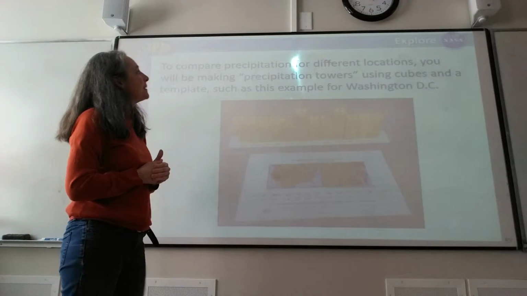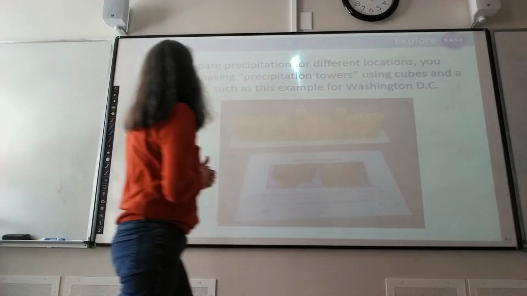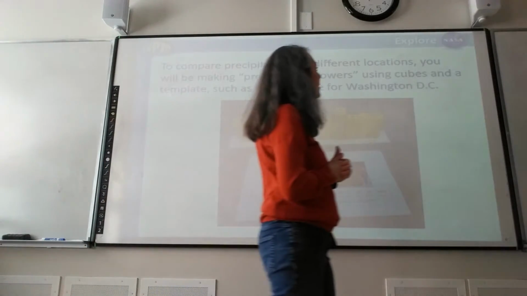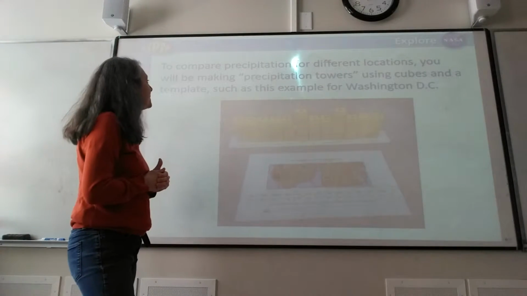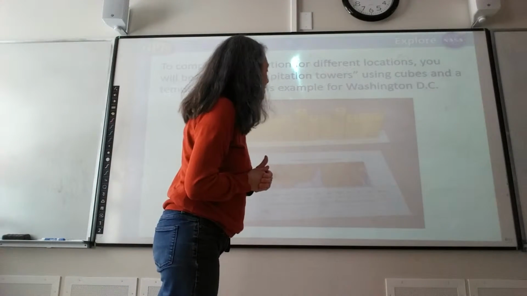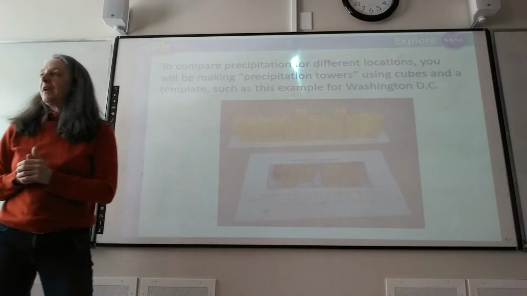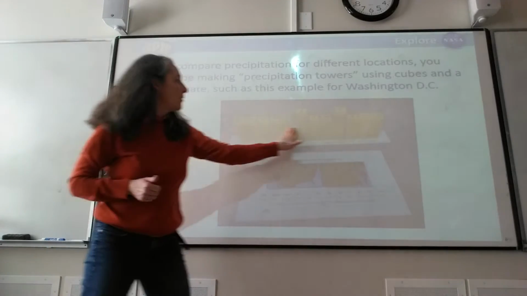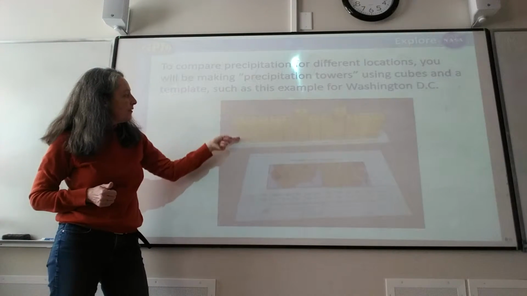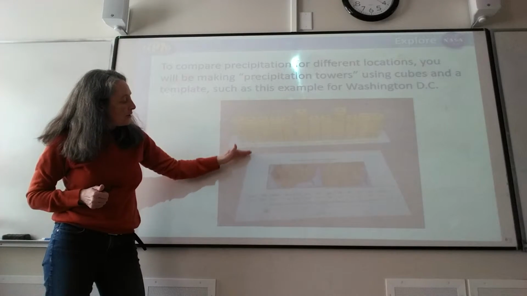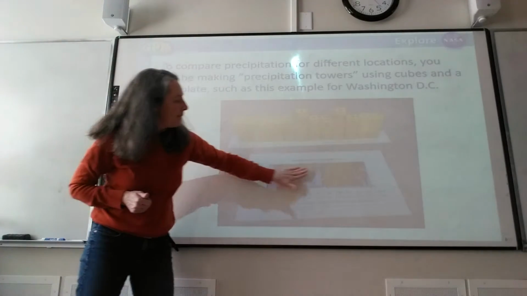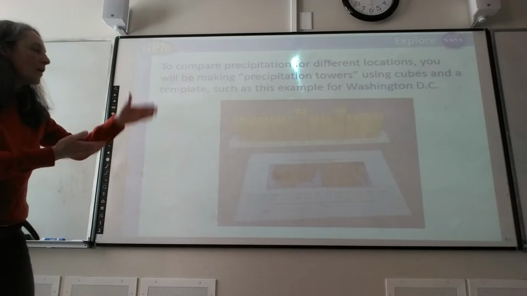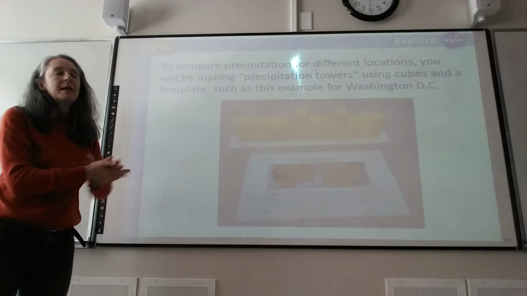To compare precipitation for different locations, you will be making precipitation towers using cubes and a template, such as the example for Washington, D.C. You can see there's a photograph here. So here is what was called the precipitation towers. And you can see they're built, they're vertical, they're built by these cubes. And you can also see on a piece of paper a map with some other information down below.